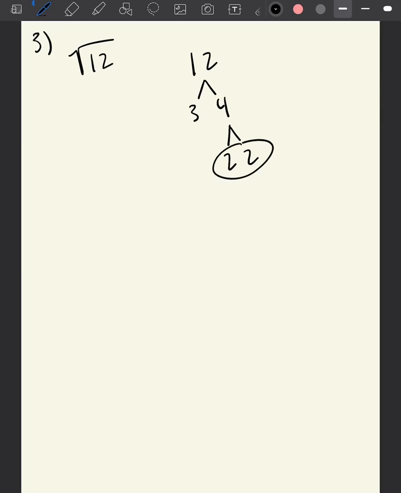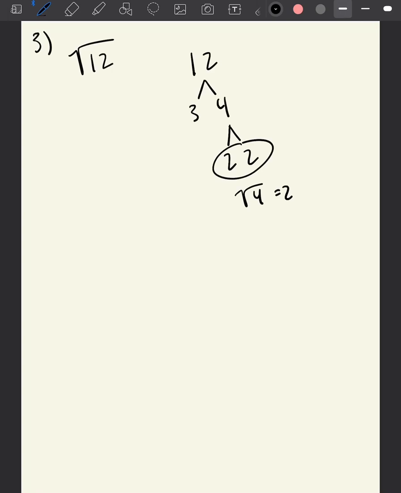And you can see we have a pair of 2's here, and then we have a leftover 3. And the reason we're looking for pairs is because a perfect square is a number multiplied by itself. So we want to have pairs of our prime factors, and we have that here with 2 and 2. And again, if we multiply that back together, we would get 4, and the square root of 4 is 2.